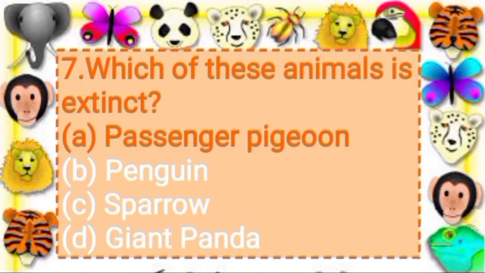Now next. Which of these animals is extinct? As you know, some animals such as the dodo and passenger pigeons have already disappeared from the earth, and these are called extinct animals.